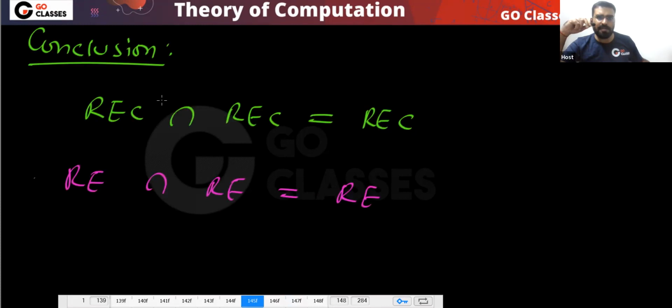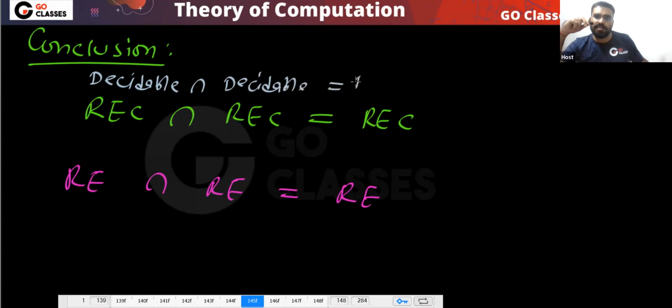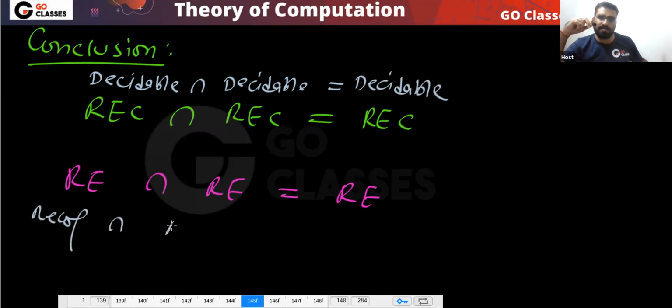The same thing you can also say for decidable: decidable intersection decidable is decidable. And similarly, recognizable intersection recognizable is recognizable. So this is the conclusion. Is this clear to everyone?